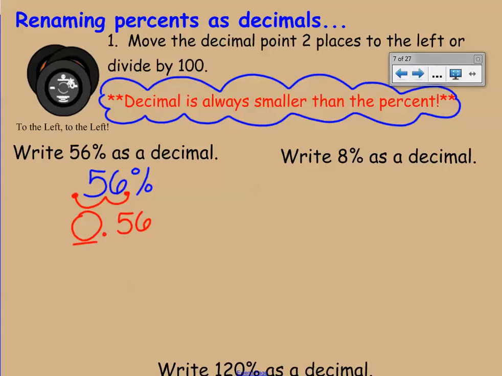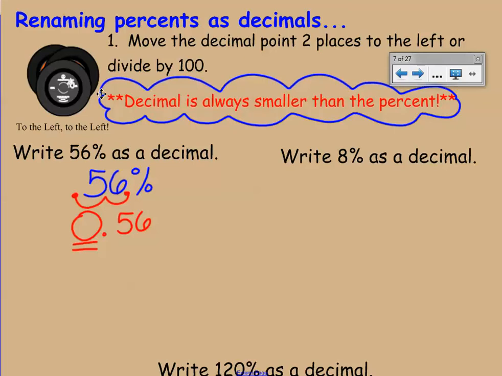Now, it's not correct or incorrect to write or not write the 0. The 0 is optional if you would like to write it or not write it. So 56% as a decimal becomes 0.56. It is no longer a percent, so please do not write a percent symbol behind it.